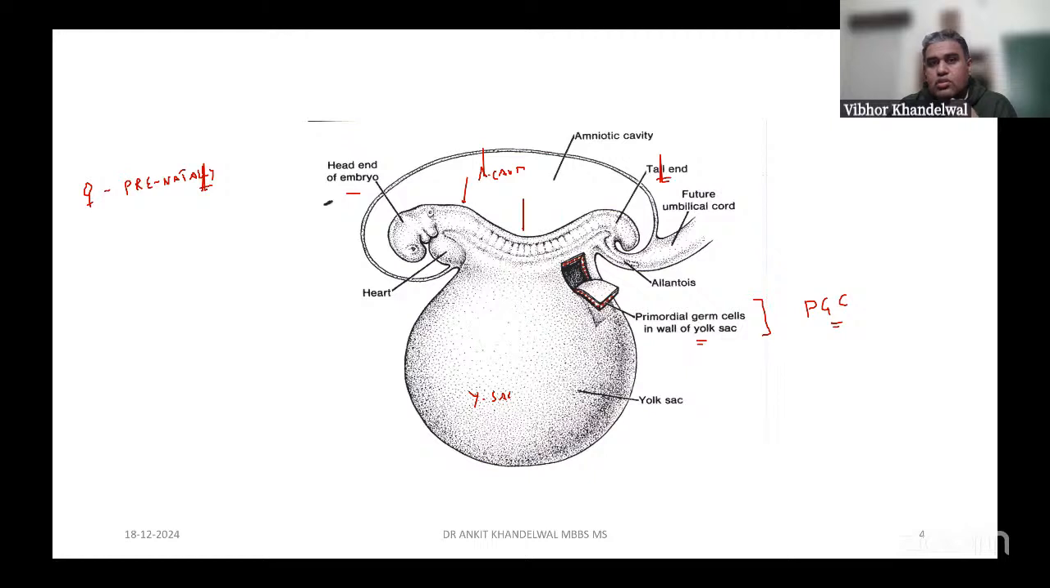These are the ones which are going to migrate, and then suppose it is a female, they will reach the developing ovary. Then there's going to be oogonia, and then other rapid divisions. But in case of males, the PGCs will reach the testes, but they will remain dormant over here till puberty. That is a basic difference.